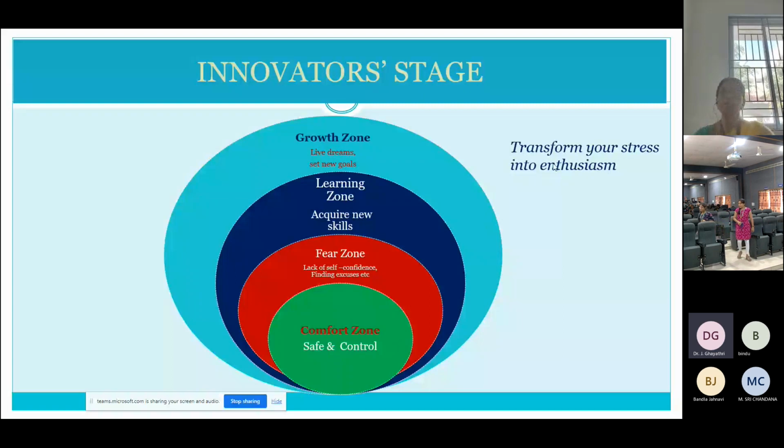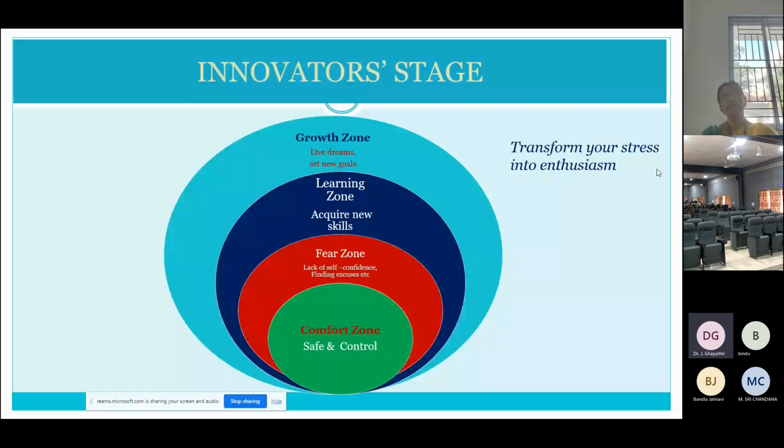So you have to transform to reach from this comfort zone to growth zone. What I'm telling is to transform your stress into enthusiasm. Please transform your stress into enthusiasm. Don't get stressed when you are doing something. Be happy and do your work with enthusiasm. Then you will reach the growth zone very easily.